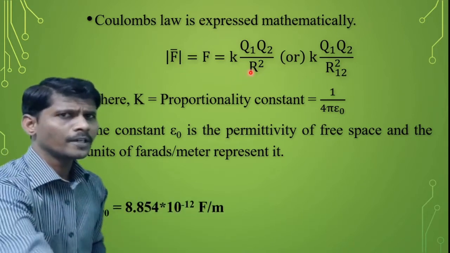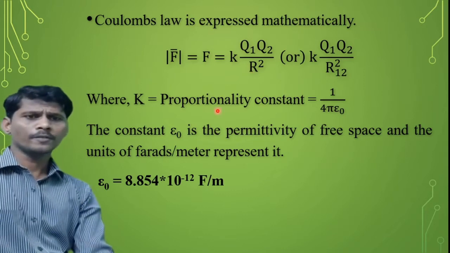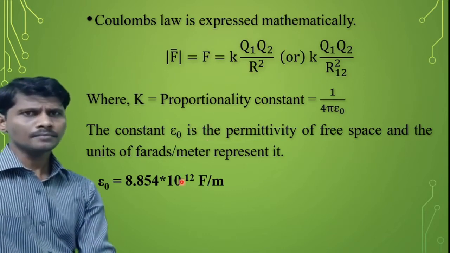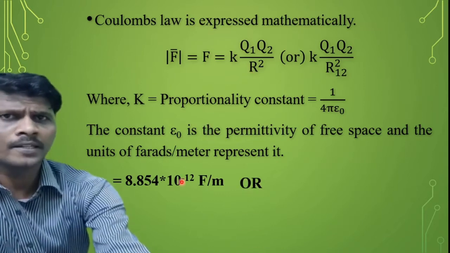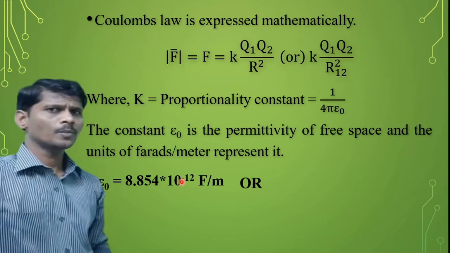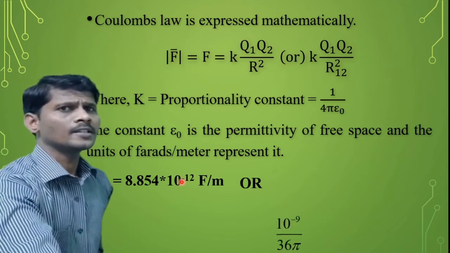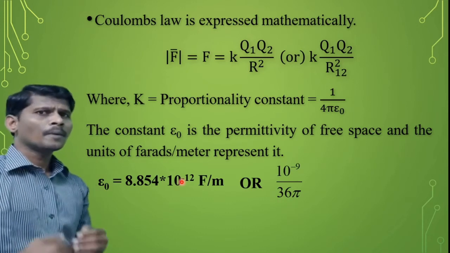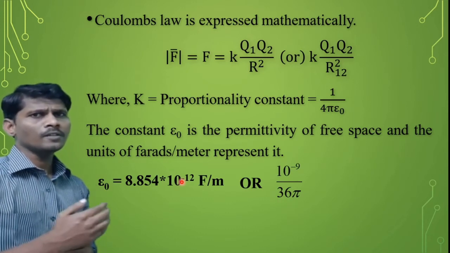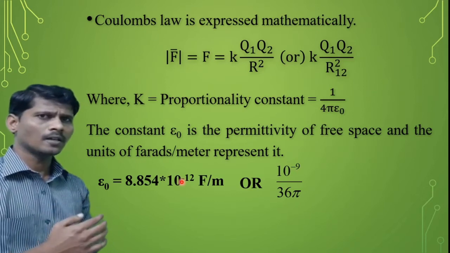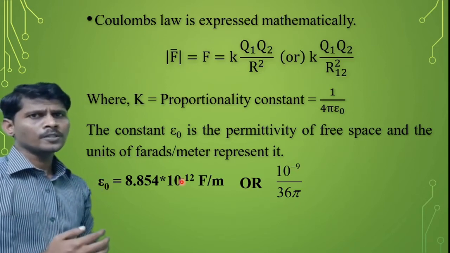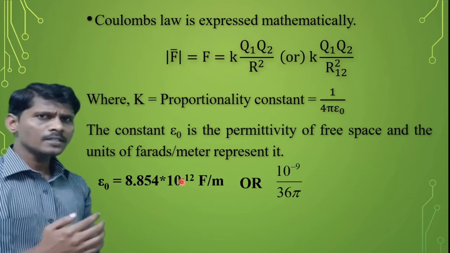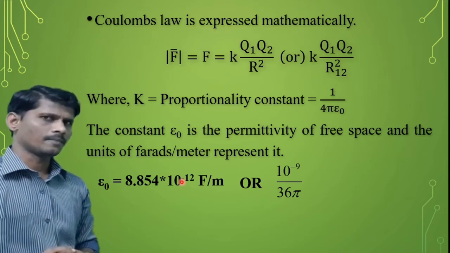and it is given by 8.854 into 10 to the power of minus 12 farad per meter, or 10 to the power of minus 9 by 36 pi farad per meter. So that is the value of the permittivity epsilon naught in free space. Epsilon naught is the permittivity of free space.